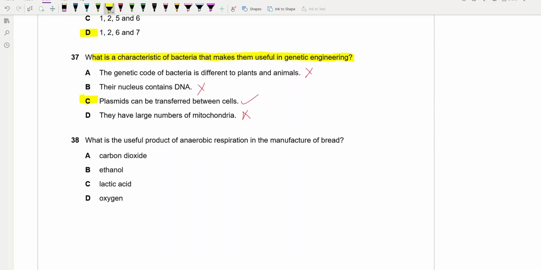Question number 38. What is the useful product of anaerobic respiration in the manufacture of bread? Option A, carbon dioxide. Option B, ethanol. Option C, lactic acid. Option D, oxygen. The answer would be option A, carbon dioxide, as it gives rise to the bread.